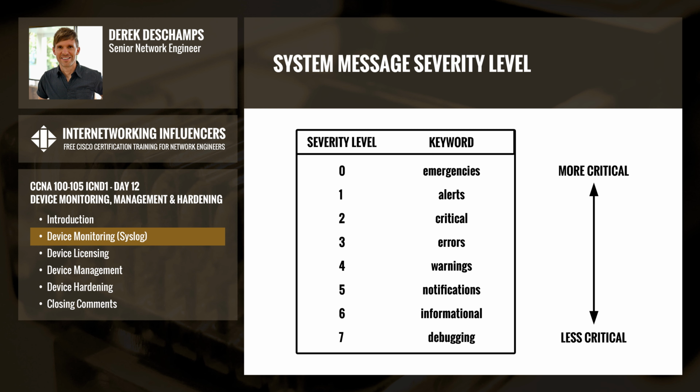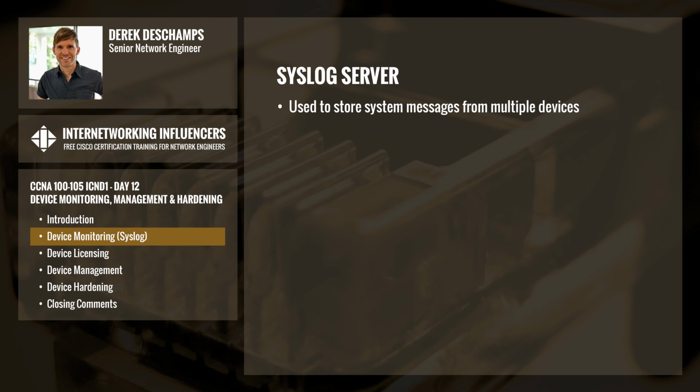For example, a system message with a severity level of 0 is considered an emergency and is the most critical, while a system message with a severity level of 7 is a debugging message that was enabled by a network engineer and is considered to be the least critical. A Syslog server is used to store system messages from multiple devices.